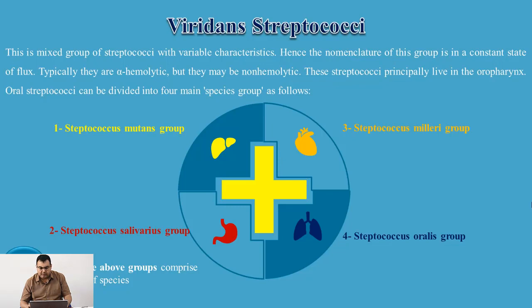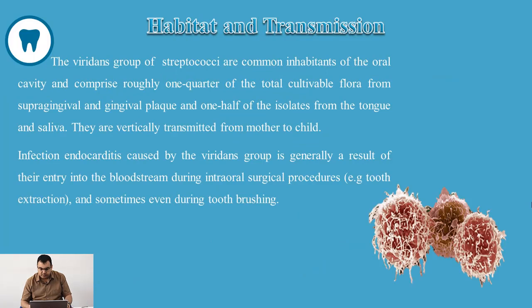Viridans streptococci. This is a mixed group of streptococci with variable characteristics. Hence, the nomenclature of this group is in a constant state of flux. Typically, they are alpha-hemolytic, but they may be non-hemolytic. These streptococci principally live in the oropharynx. Oral streptococci can be divided into 4 main species groups as follows: Streptococcus mutans group, Streptococcus salivarius group, Streptococcus milleri group, and Streptococcus oralis group.